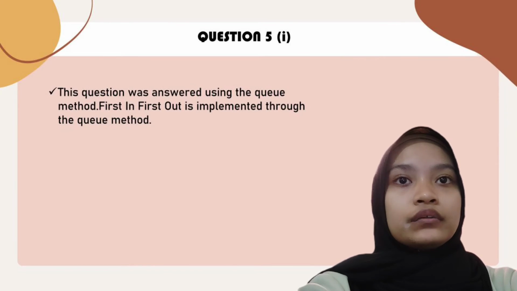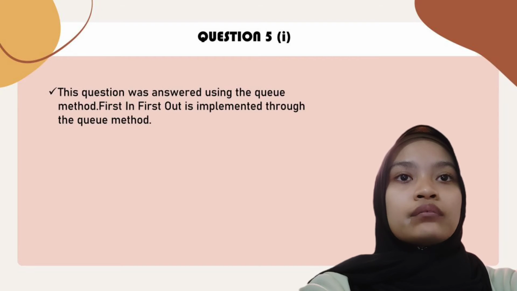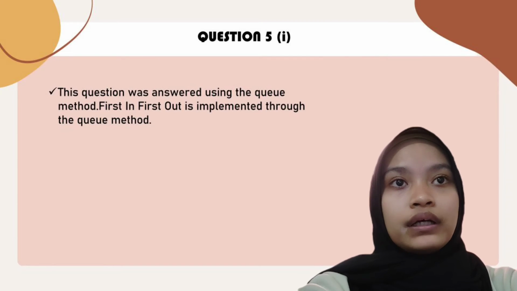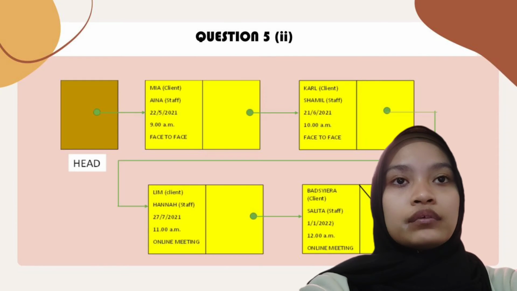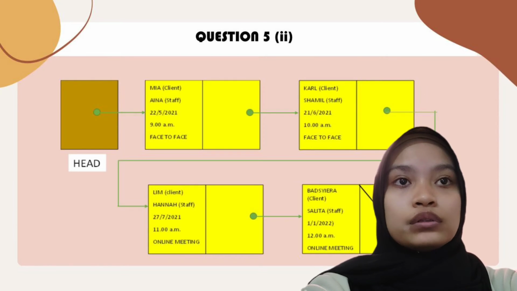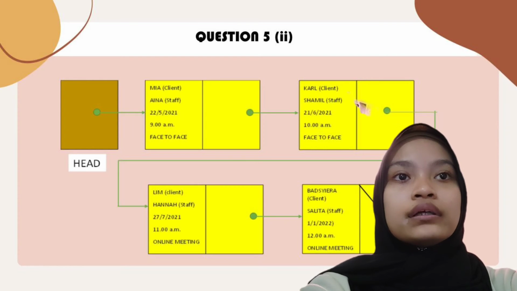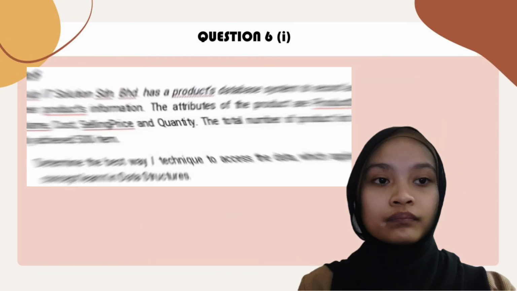The question shows that whoever comes first will enter first. The element that queue uses is first come first served, FIFO. The answer for this question has 4 nodes, and the data has client name, staff name, date, time and venue. This question uses a linear linked list for the queue method.